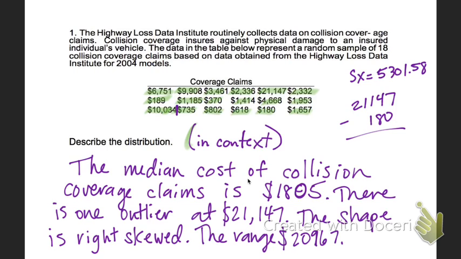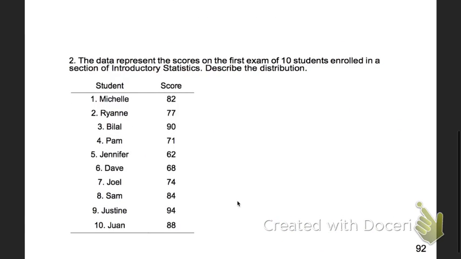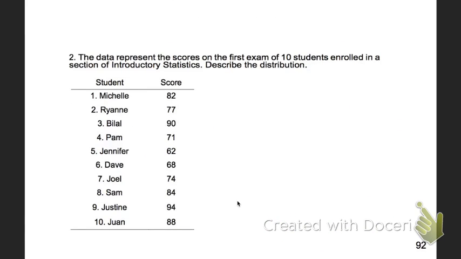Okay, so that is for one set of data. If you wanted to write out the CUSS and then just write a sentence for each, that works too. I just usually make mine into a paragraph form. Okay, so I want you to try number 2 on your own or with your table, and I want you to describe this distribution using CUS.